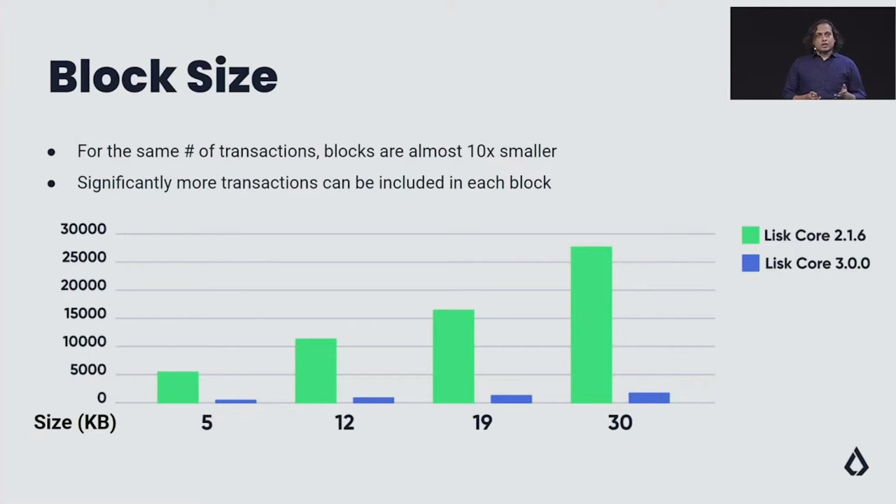Let's also see the block size for the same number of transactions. As you can see in the graph, for Lisk Core 3.0, which is shown in blue, the block size is significantly less, almost 10 times smaller than the previous version, which means more transaction capacity and more transactions per block. What this means is better scalability for the whole ecosystem.